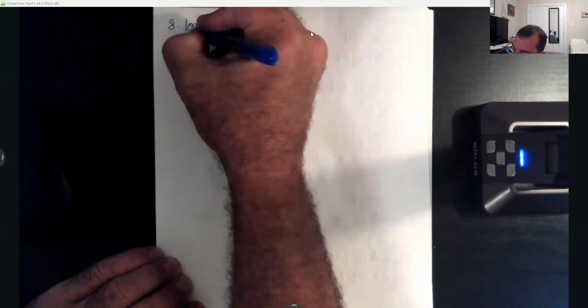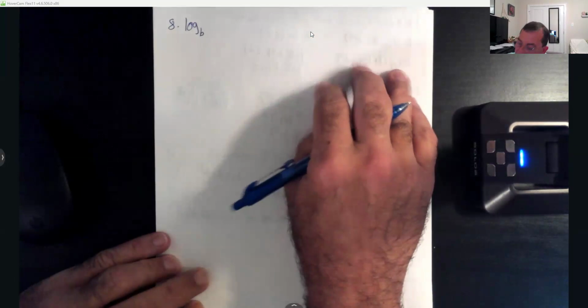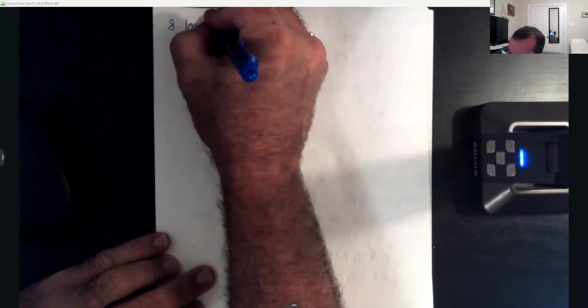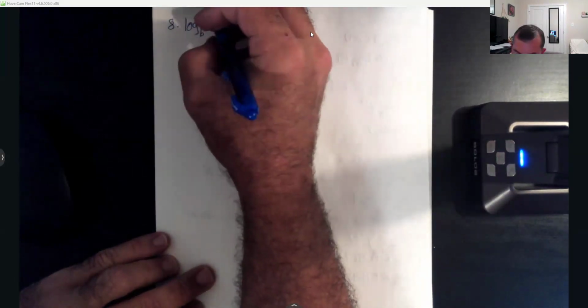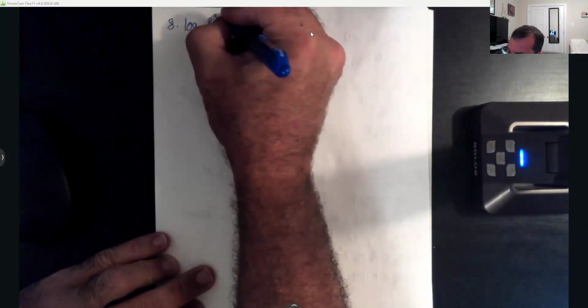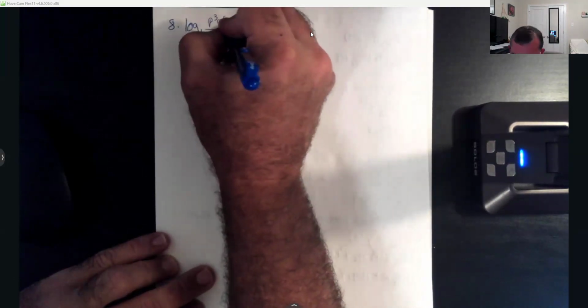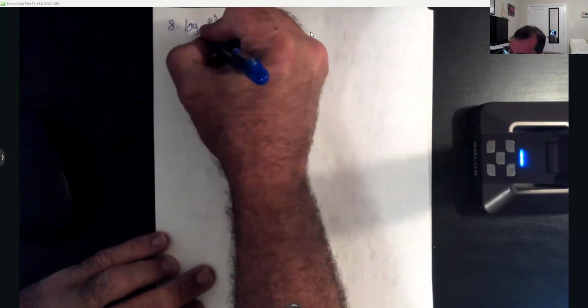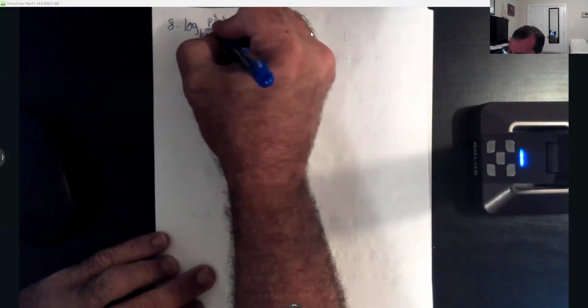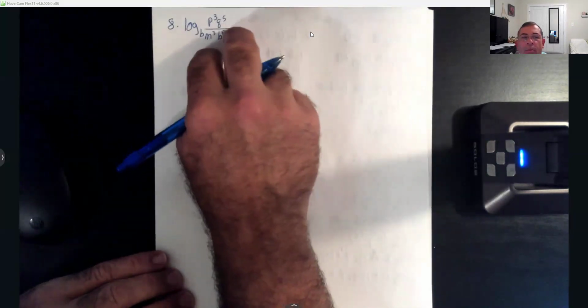Now, y'all, this one's a little trickier. I got a log base b. Now I got a big fraction. On top, I got a P^3 Q^5 over M^3 B^8. So this one's sort of utilizing 2 rules in one.